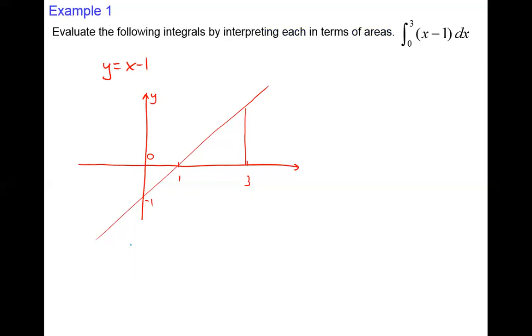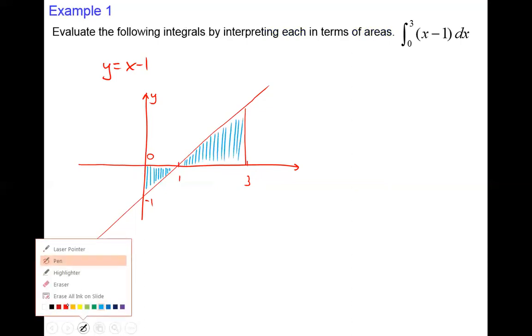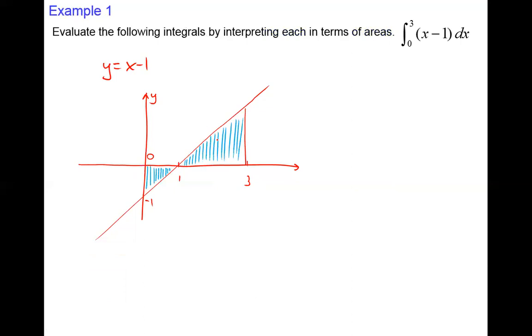Then I see that my integral will be the difference of the area above the x-axis and the area below the x-axis. We did create two triangles. Let's say this is A sub 1 and this is A sub 2. That means this integral from 0 to 3 of x minus 1 dx is equal to A sub 1 minus A sub 2.